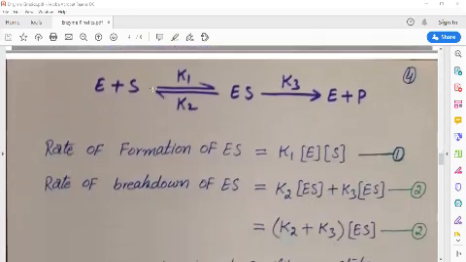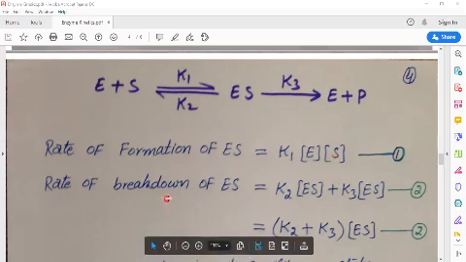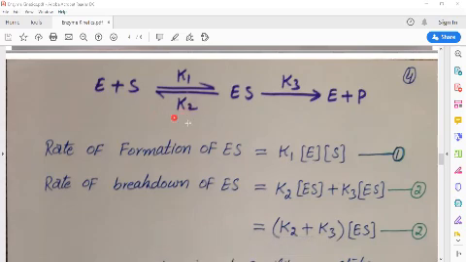Now, rate of formation of enzyme substrate complex in the forward reaction. In this forward step, the rate of formation of enzyme substrate complex, which is the product of the first step, is directly proportional to the concentration of the reactant molecules. The reactants are free enzyme and the substrate. Rate of breakdown of enzyme substrate complex, this reverse step, the rate is K2 times the enzyme substrate concentration. In this case, the reactant is the enzyme substrate molecule.